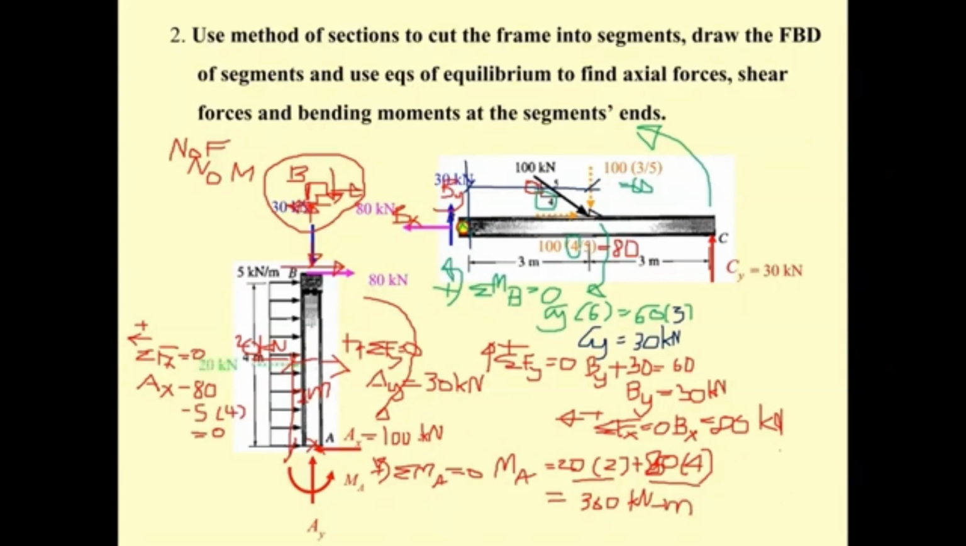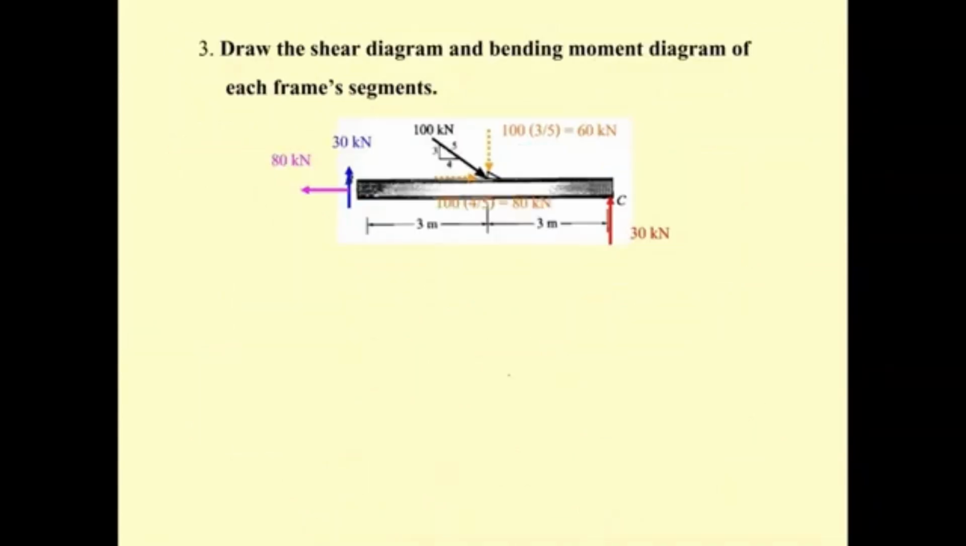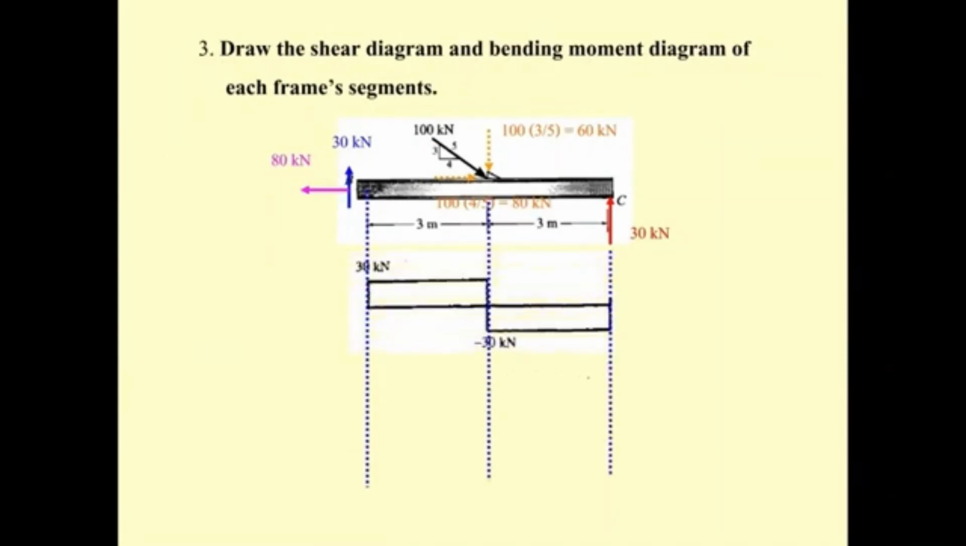Okay, follow this. You have this 20 kilonewton, you have this 400 kilonewton, and you have this for the 30, and M sub A. M sub A is 360, as we have before here. Okay, we start by drawing the shear diagram. The first one is the beam BC.